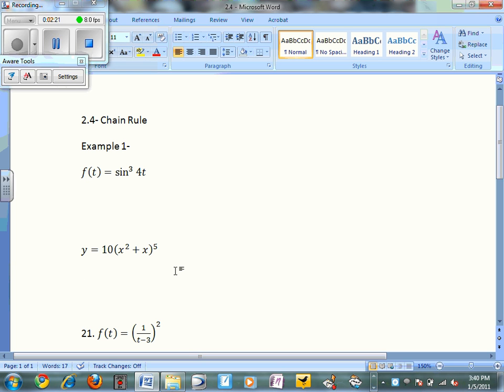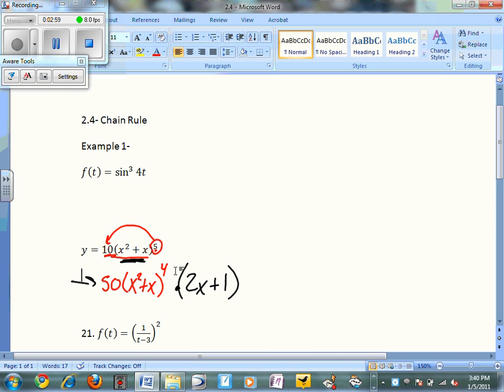I have an outside, which is my 10 parentheses to the 5th power is my outside. So I'm going to take my derivative of my outside. I'm going to bring down my 5 and multiply it by 10 since it's out there. So I'm going to go 50 times x squared plus x to the 4. I'm minusing 1 from 5. Then the chain rule says since we have an outside and an inside, I need to take the derivative of the inside as well and multiply it by the derivative of my outside. So I'm going to take this times the derivative of the inside, which is 2x plus 1.